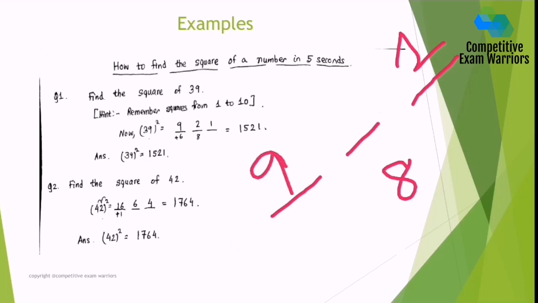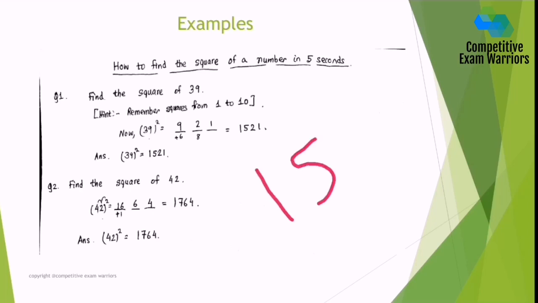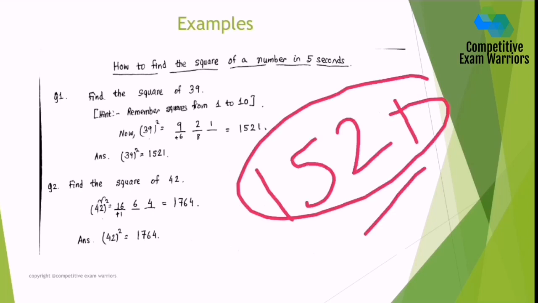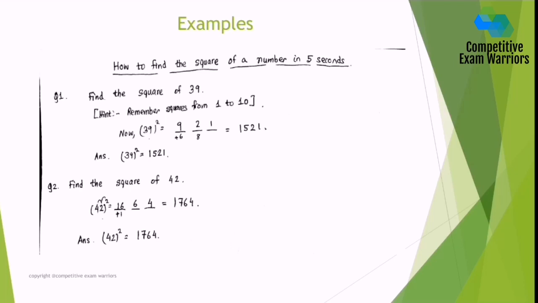Now the next step: 3 nines are 27, multiplied by 2, it makes 54. This is a trick, you need to remember it. 3 into 9, 27, into 2, it's 54, and the 8 that was carried forward, we add it, so it makes 62. So 2 stays and 6 is carried forward, and 9 and 6 make 15. So the answer will be 1521. If you have not understood it, no problem, you will understand it in the next example itself.